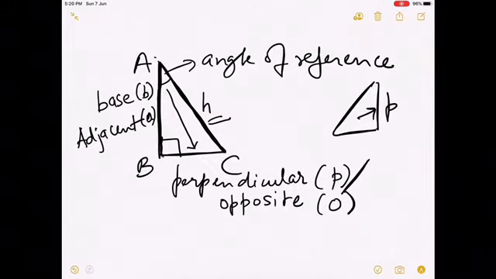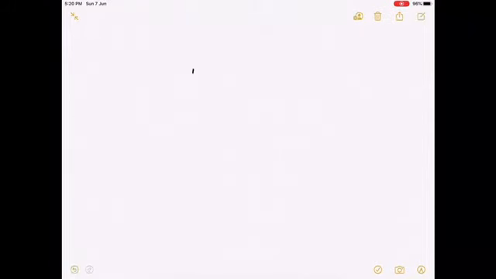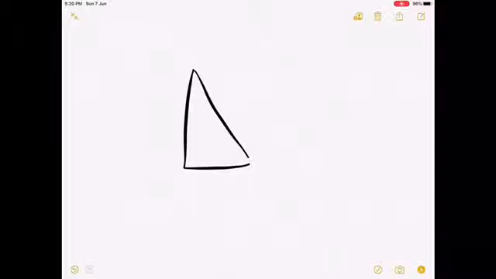In some of the textbooks you will find that written as adjacent and opposite, and in some of the other textbooks you will find that written as base and perpendicular. Now here I will be using the concept of base and perpendicular. So as I told you some of the things regarding the right angle triangle, let us just discuss once again.